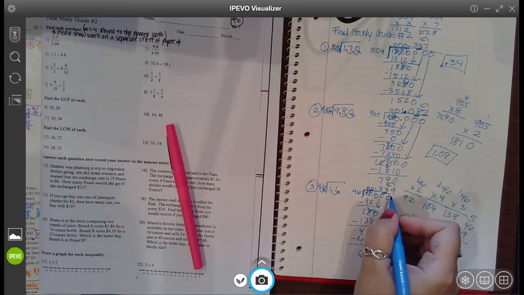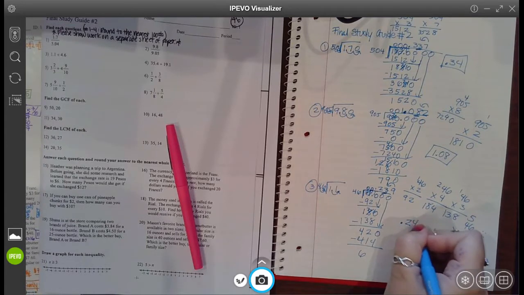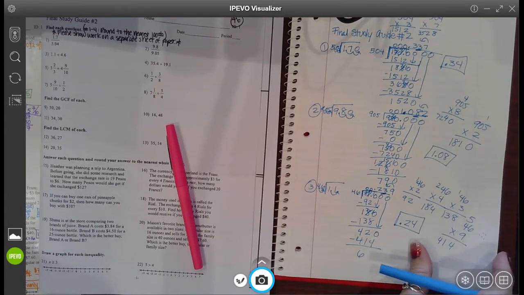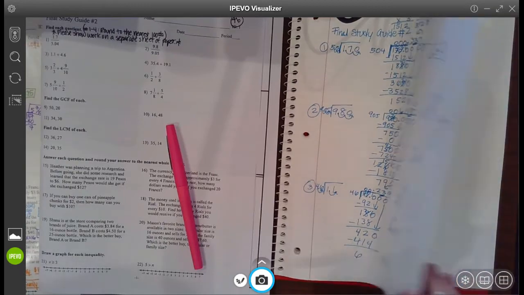Right here, when I go to round it off, this 9 tells the 3 to stay or go up. Go up. So my answer would be 0.24. Okay, if you haven't tried any long division yourself yet, please do so for this next one.